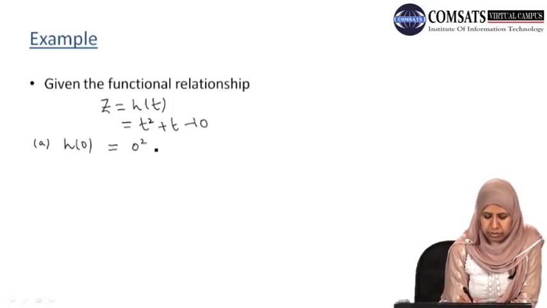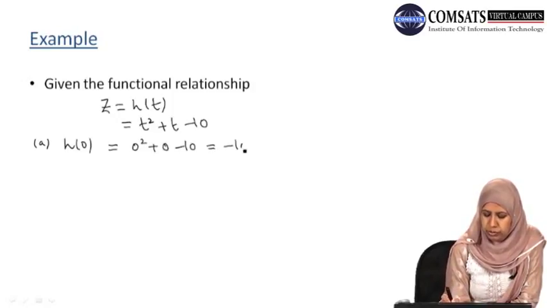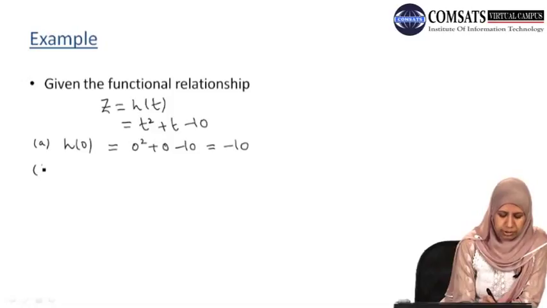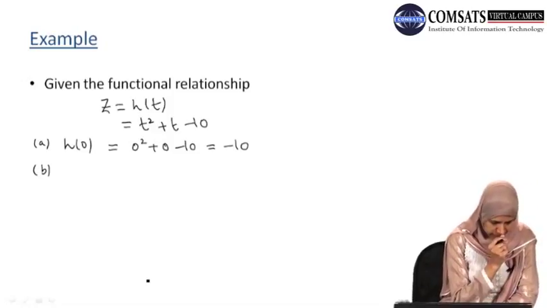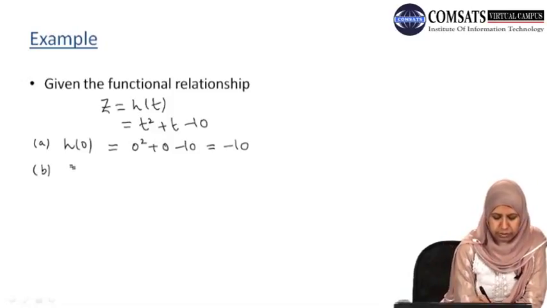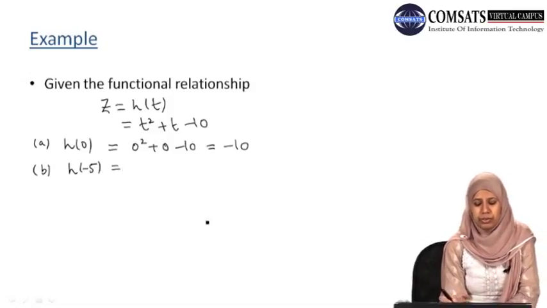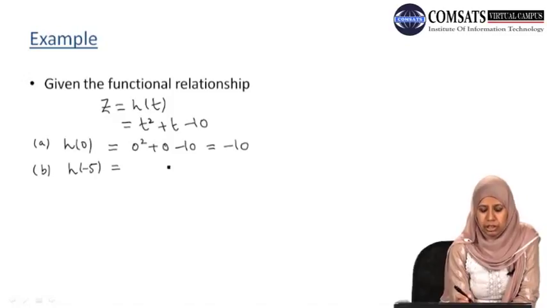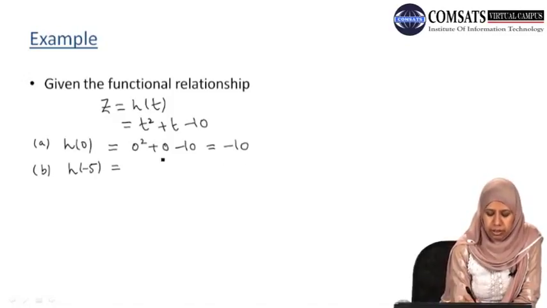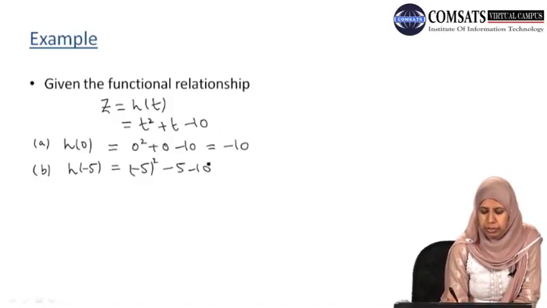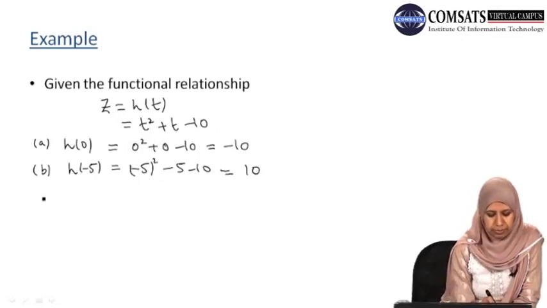So we will obtain 0 square plus 0 minus 10, which is equal to minus 10. Second, we want to find the value when t is equal to minus 5. Again we will do the same thing. We will put the value t equals minus 5 in our equation. We obtain minus 5 square minus 5 minus 10, which is equal to 10.